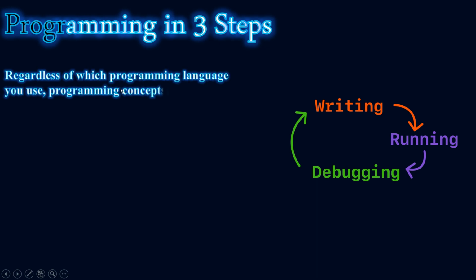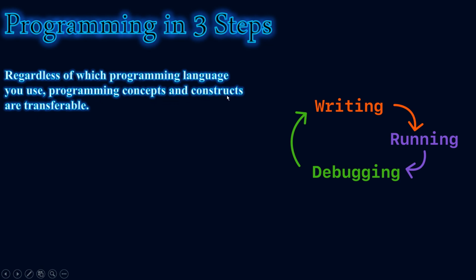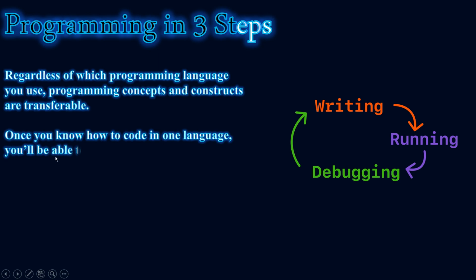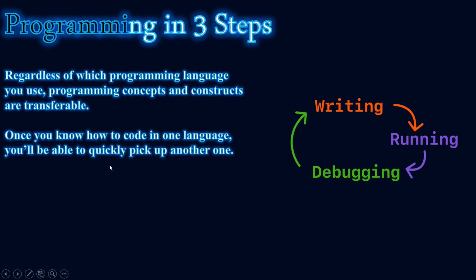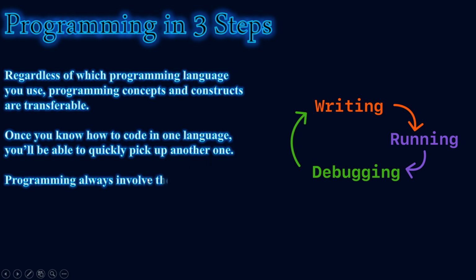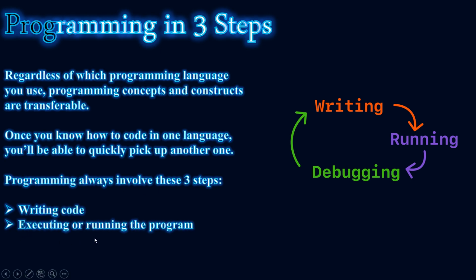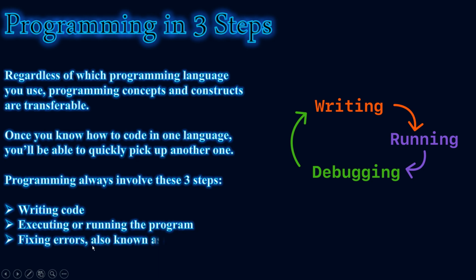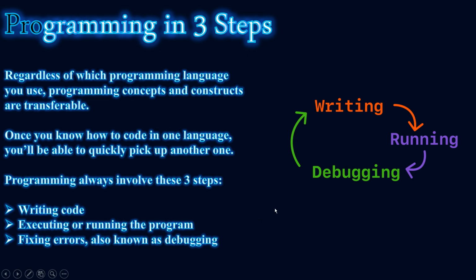Regardless of which programming language you use, programming concepts and constructs are transferable. Once you know how to code in one language, you'll be able to quickly pick up another one. Programming always involves these three steps. First one, writing the code, then executing or running the program, and the last one is fixing errors, also known as debugging. We have that here.